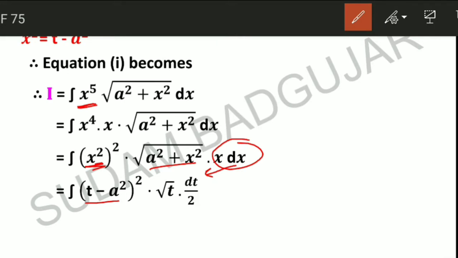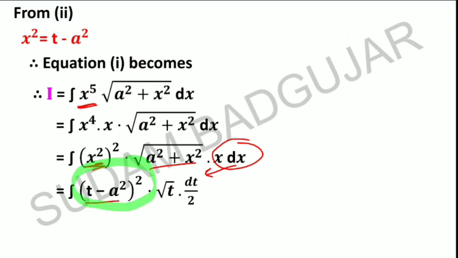You have to expand this by using the (a minus b) whole square formula. That is nothing but the integration of t square minus twice t a square plus a square whole square, which is a raised to 4, into t raised to half (root t means t raised to half) into dt by 2. Again you have to open this.